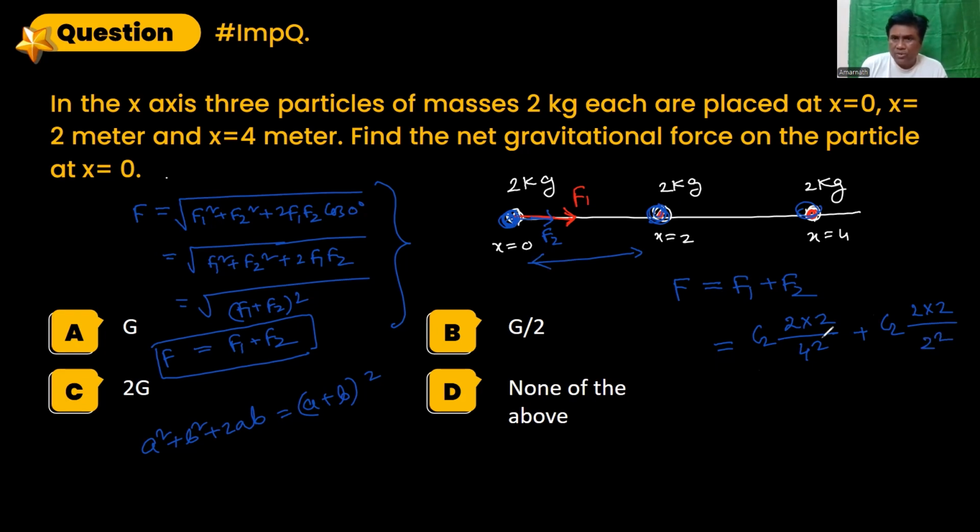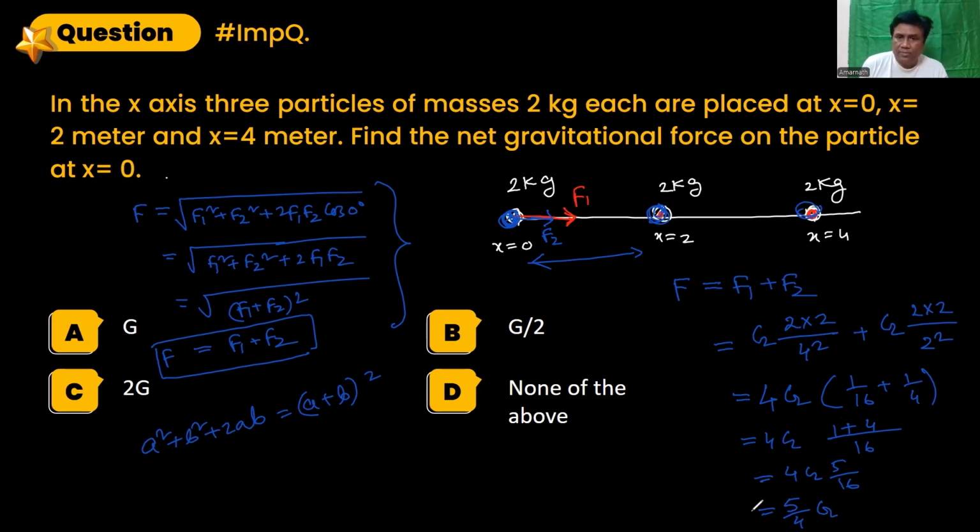So what is common here? You say 4G is common. You can take 4G out. So what is left? 1 by 16 and 1 by 4 is left. So it will be 4G, and taking the LCM, 1 plus 4 by 16. So it will be 5 by 16. So the answer is 5 upon 4 into G.